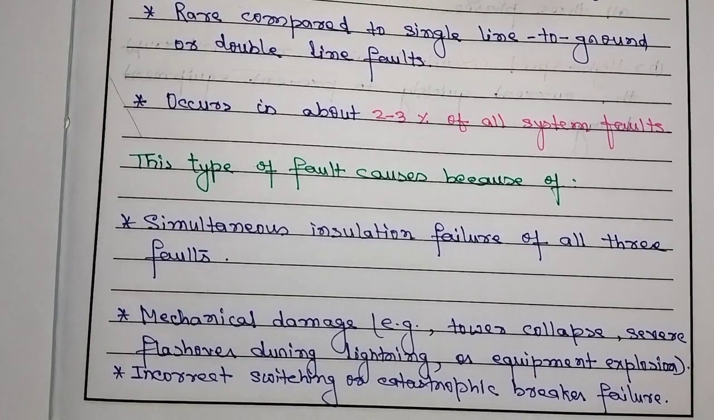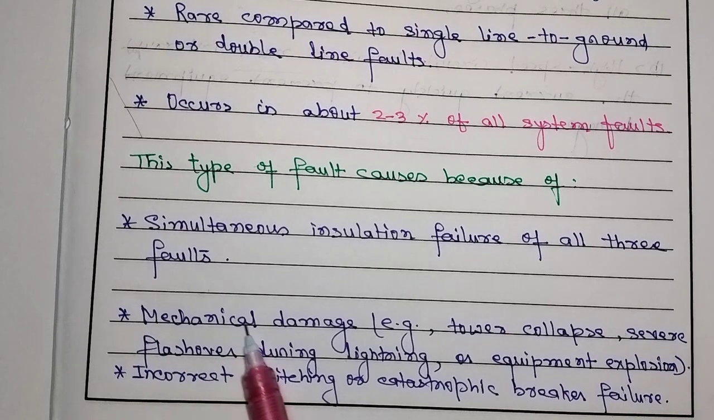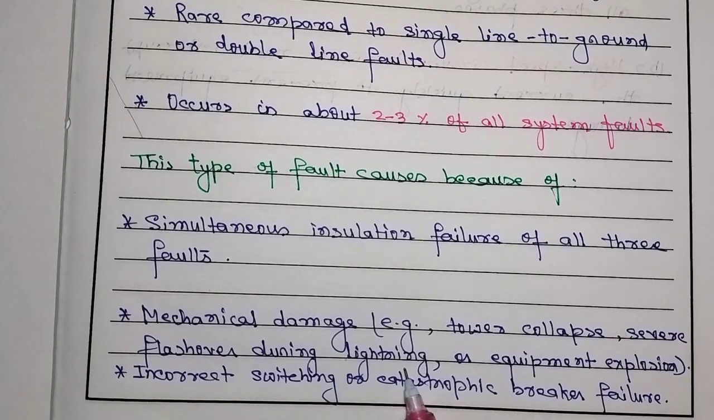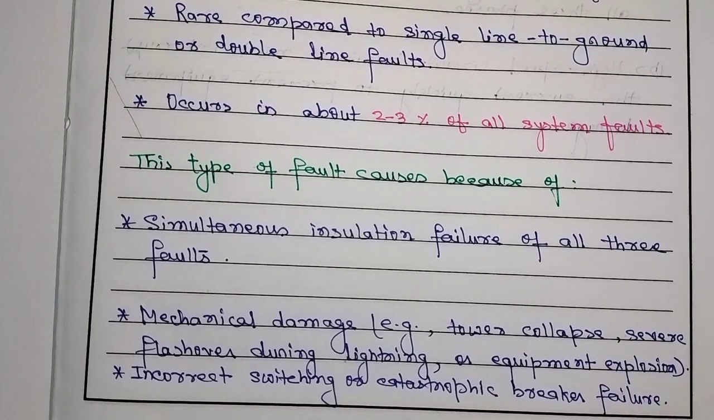Next cause we have is mechanical damage. Example, the tower collapse, severe flashover during the lightning, or the equipment explosion. Next one we have incorrect switching or the catastrophic breaker failure because of incorrect switching. Also this type of fault occurs in the system.